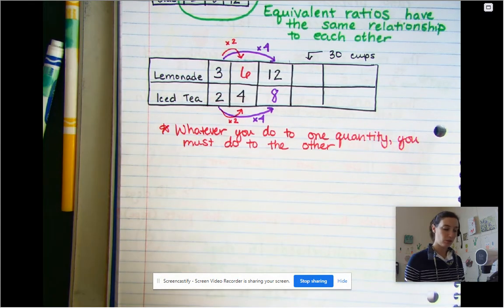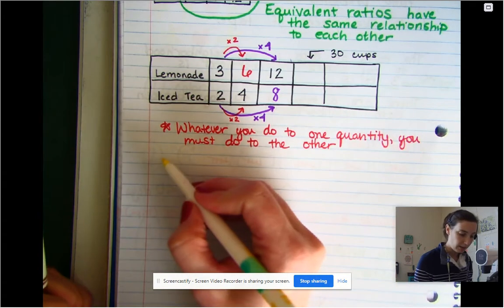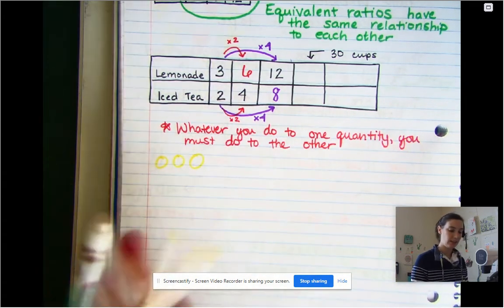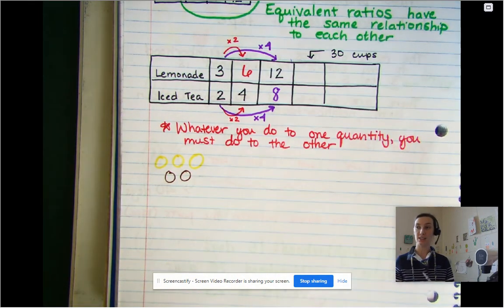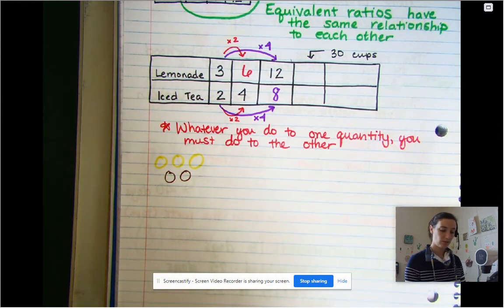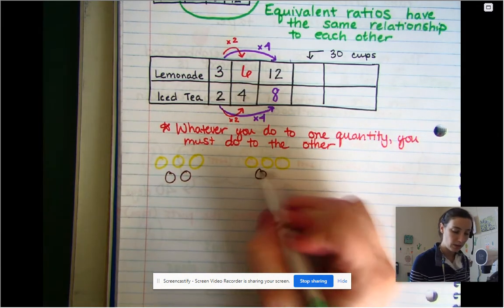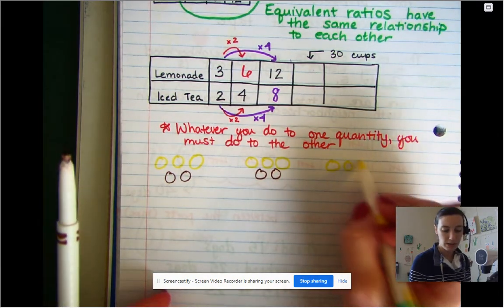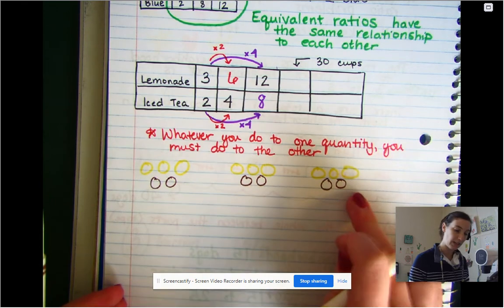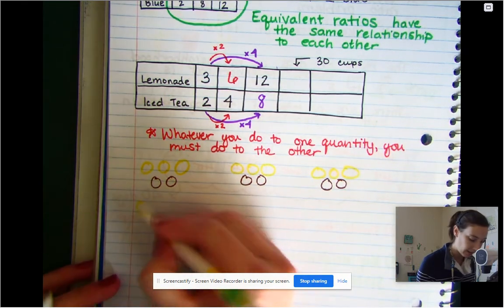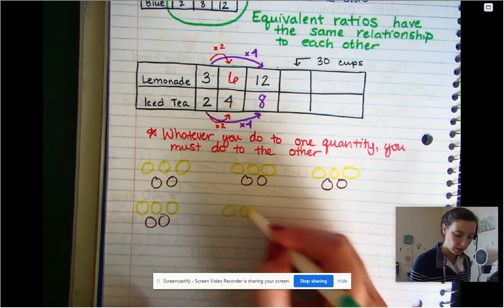So I'm going to have lemonade, lemonade, lemonade, tea, tea. And that's 5 cups. I need to get to 30 cups. So, whoops, I have these on the wrong, whatever. 3 lemonade, 2 iced tea. 3 lemonade, 2 iced tea. What am I at? 5, 10, 15. Oh, I bet I can predict that I'm going to need 6 sets to get up to 30.